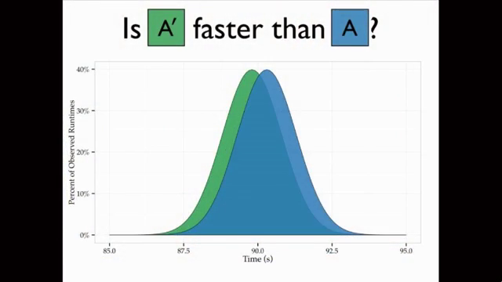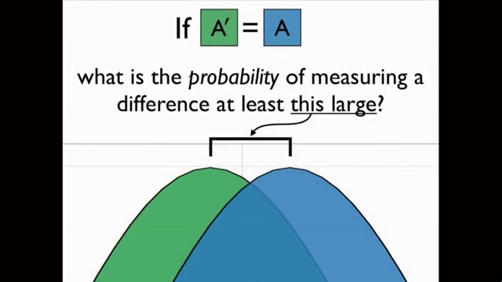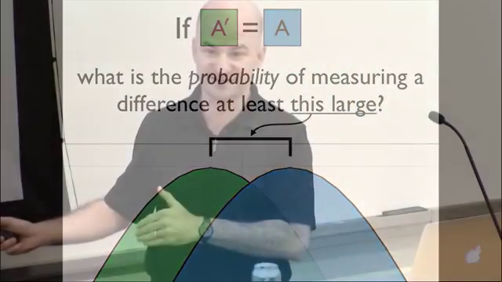Is A prime faster than A? Obviously, this is the wrong way to do things, so we do the null hypothesis construction. We say if A prime equals A, then we're going to measure the probability of detecting a difference at least this large.